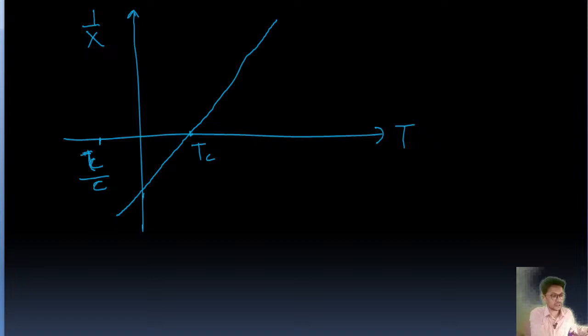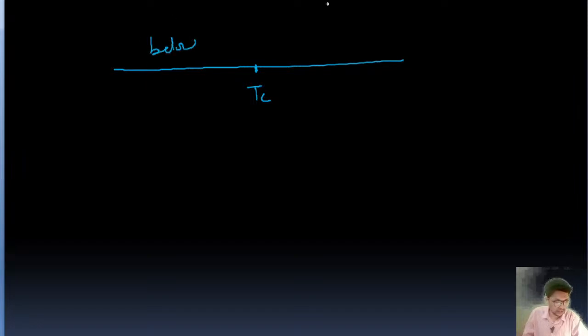Next, guys, I'm going to tell you one trick. This will help you to solve the question. So this is a line. This is the Tc temperature. This is below Tc, and this is above Tc. So here T is less than or equal to Tc, and here T is greater than or equal to Tc. This is the Curie temperature. Here is a formula you need to note down, guys. This is a trick.